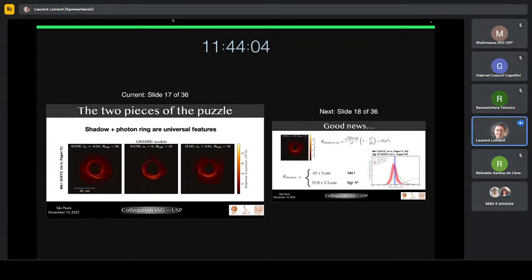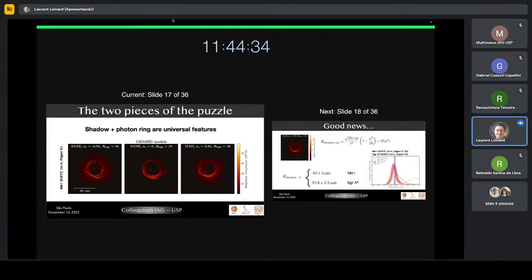The GRMHD simulation, where they put a plasma around the black hole, they describe the plasma in a certain way, they suppose a certain mass and a certain, what's it called, angular momentum for the black hole, and they produce an image. Okay? And these are the images, and you can see in all of them, you see some diffuse emission and a very well-defined ring. Okay? And those, by the way, are very different black holes.